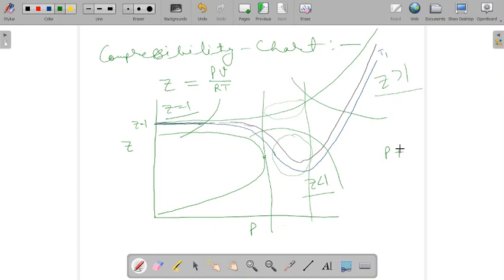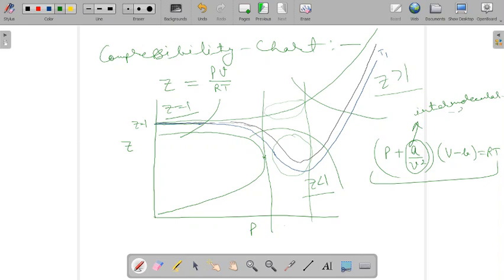Famous equation of state is called the van der Waals equation of state, where we have (P plus a by V square) into (V minus b) equal to RT. So this is the van der Waals equation of state. Okay. So here this first term accounts for nothing but the intermolecular forces. This accounts for intermolecular forces.